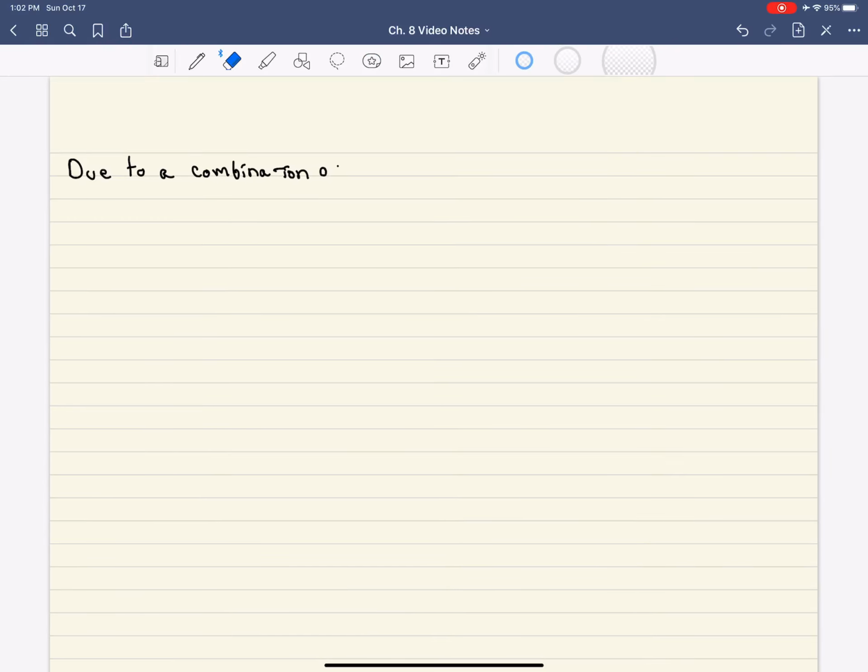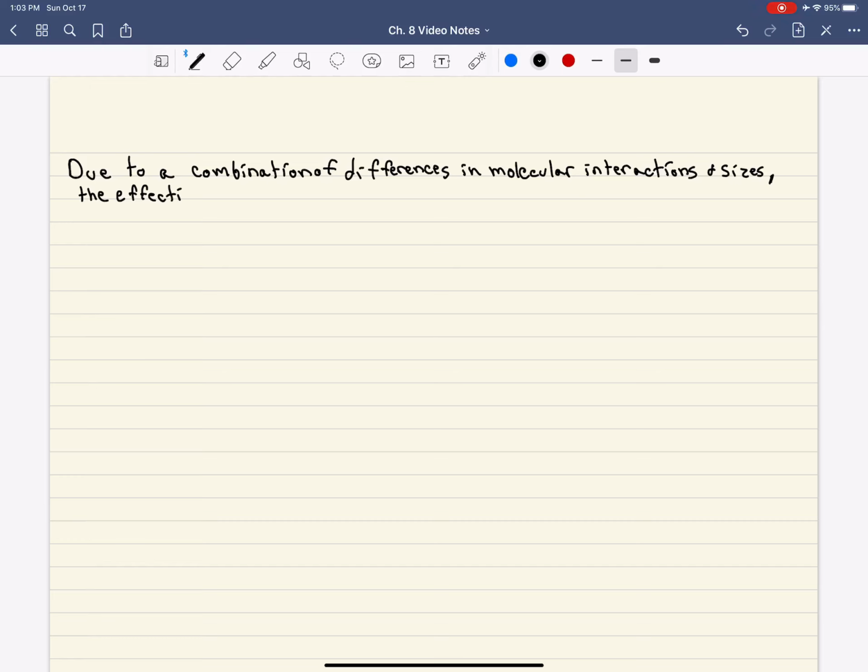Let me rewrite that, it came out terrible. A combination of differences in molecular interactions and sizes means that whenever we add a drop of water to methanol, the effective volume of water added to methanol is smaller, or less than, the volume of the pure water drop. Okay.